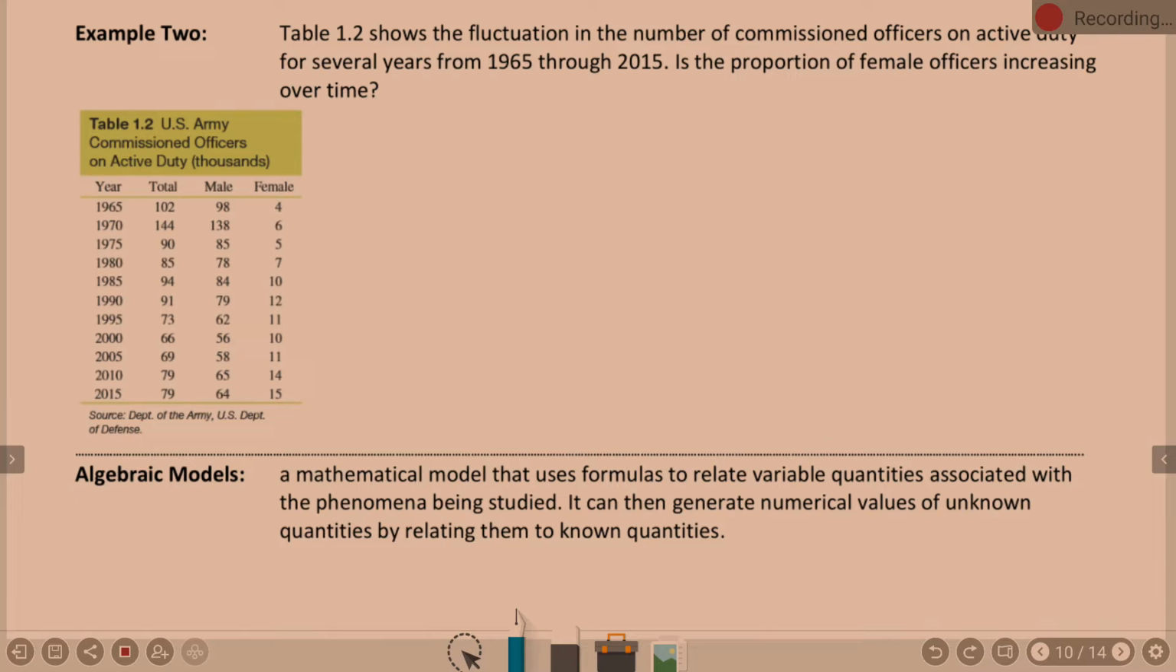So what's the trick to this question? What are they asking? Is the proportion of female officers. Is the number of female officers increasing? Yes, the number of female officers is clearly increasing. That's pretty straightforward. But does that mean the proportion of female officers is increasing? It doesn't have to. Could it still be? Yeah. What are we going to have to look at to figure this out?